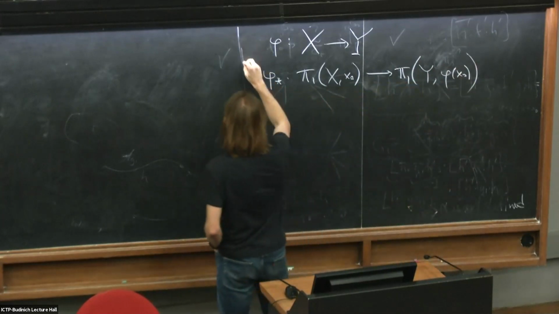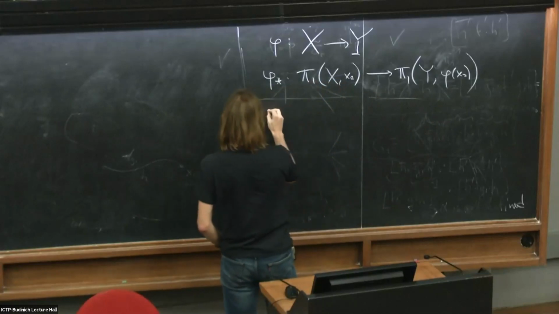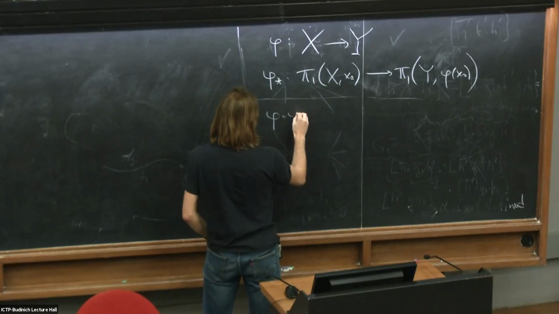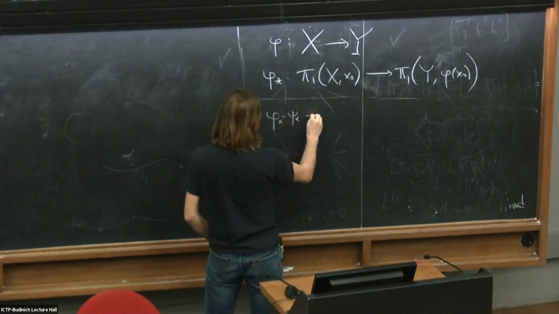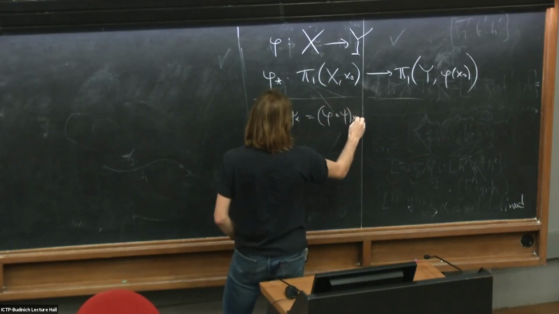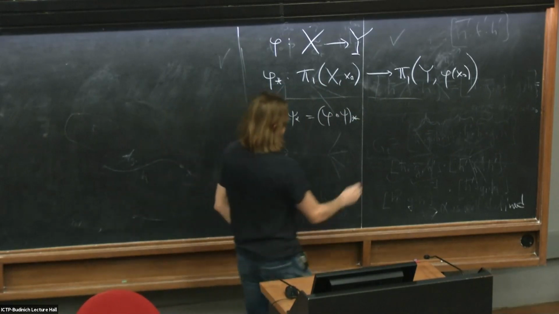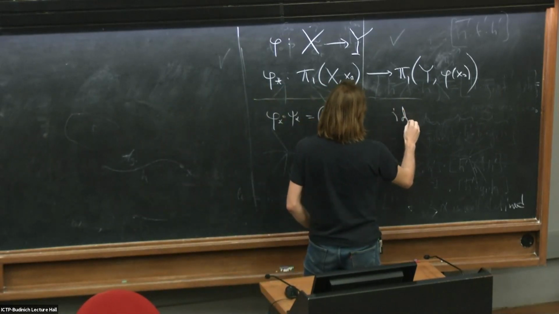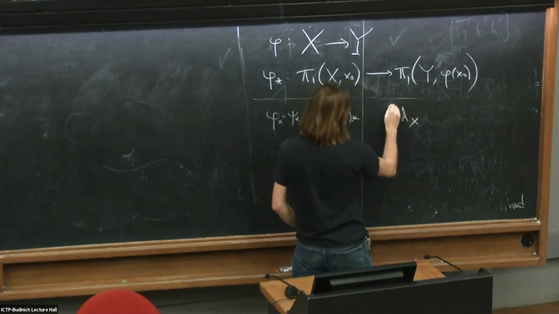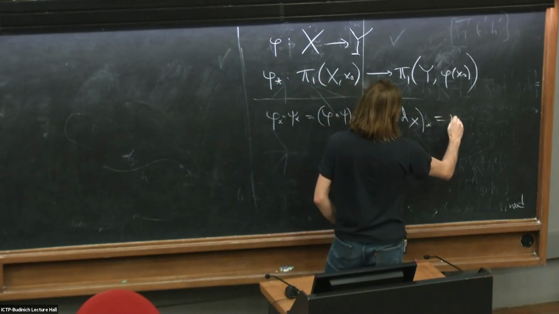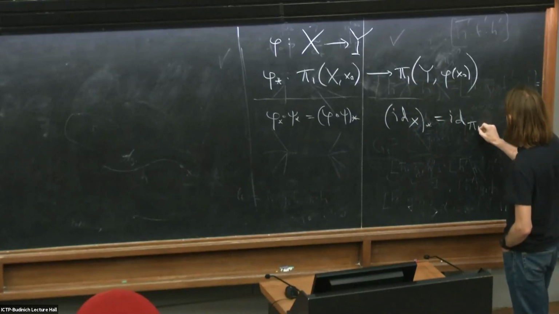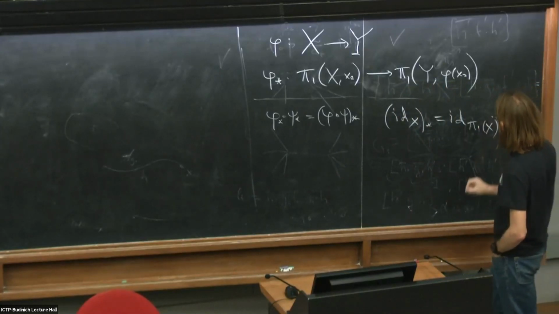Then we showed various nice properties of this map, in particular that the composition of push forwards is the same as the push forward of the composition. In particular, also that the push forward of the identity on a topological space X is the identity homomorphism on its fundamental group.